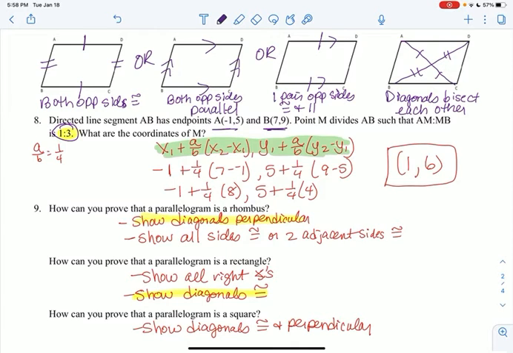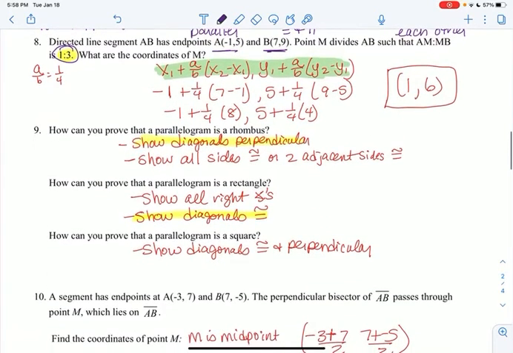So it's just going to be negative 1 plus 1/4, parentheses 7 minus negative 1. Now that whole thing can go into the calculator, and that gives you your x-coordinate. And then 5 plus 1/4, parentheses 9 minus 5. And that can all go into your calculator and gives you your y-coordinate of 6.